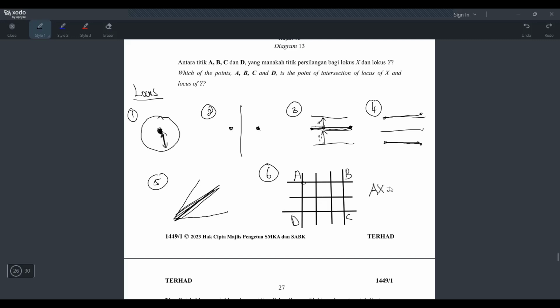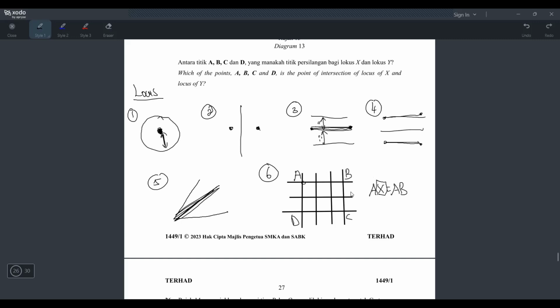AX equals to AB. AX equals to AB. This one, what you have to do? Okay, so first of all, you need to know which point is the locus, A, X, or B. So which one is the locus? Okay, the locus here will be X, because locus means moving point.